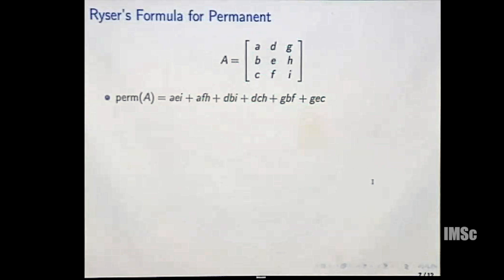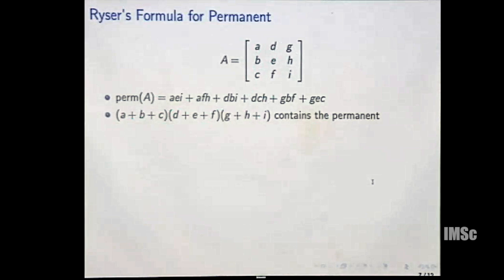So how do you compute the permanent of this matrix? I've just filled in A, B, C because it's difficult to write x1,1, x1,2. So this is one way to compute the permanent. 3 factorial is 6, so there are 6 monomials. But are there other ways to compute the permanent by looking at this matrix? Can you say something?